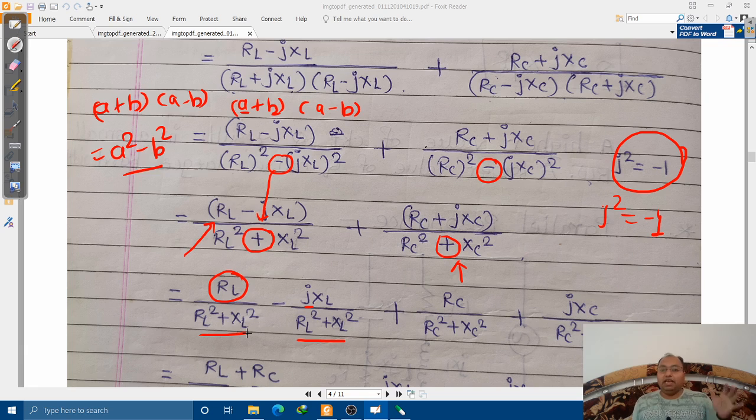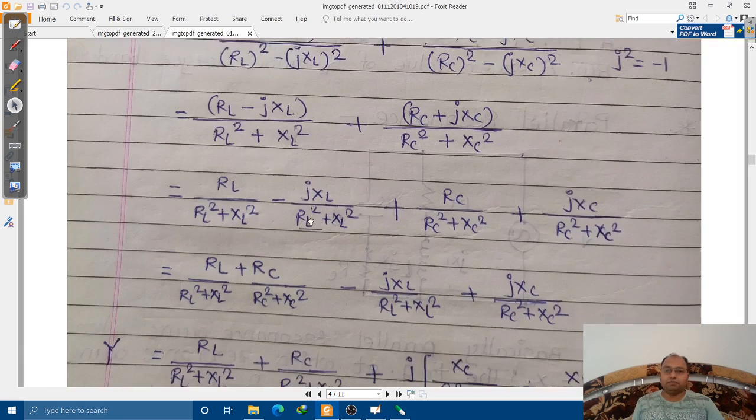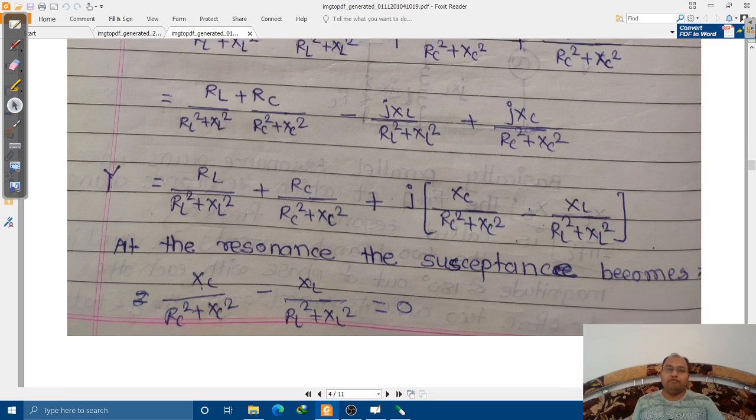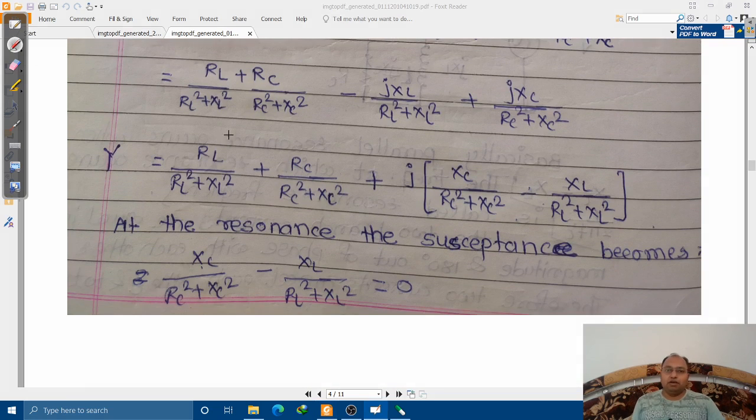Fine. And now we are going to club the real terms and imaginary terms. So in this step we have clubbed the real terms and we have clubbed the imaginary terms. So let us take j common from this imaginary term, and we have written this term first and then the minus term next.